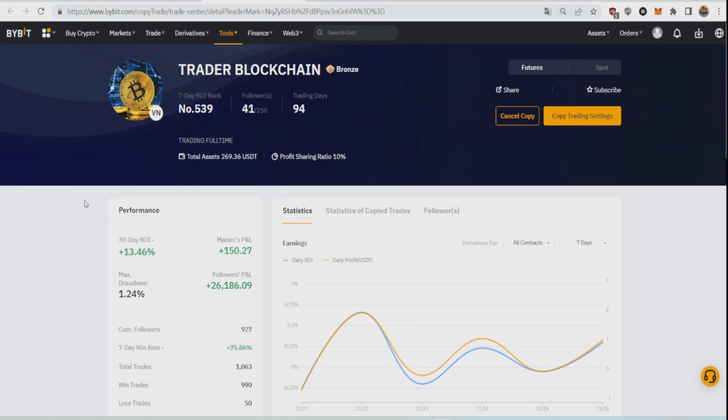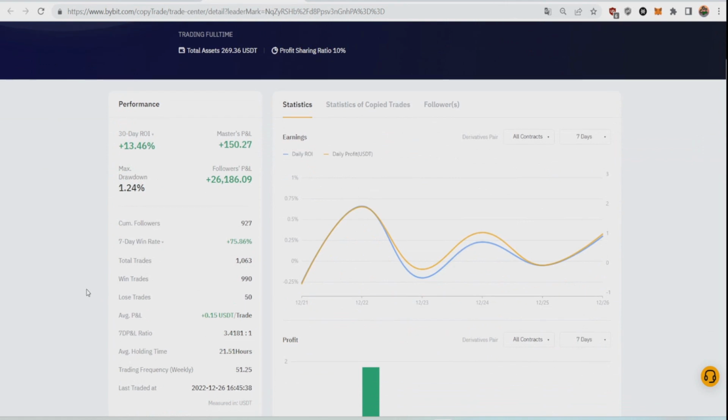Once we open Trader Blockchain, I'm gonna explain to you really quick why I like this guy so much. He's got a 13.46% return on investment over the last 30 days, which is basically incredibly good. I'm gonna show you guys in the part where I talk about profits how good 13% is, and you will not believe how much money this is. Max drawdown is 1.24%, meaning he never goes down hard in trades.